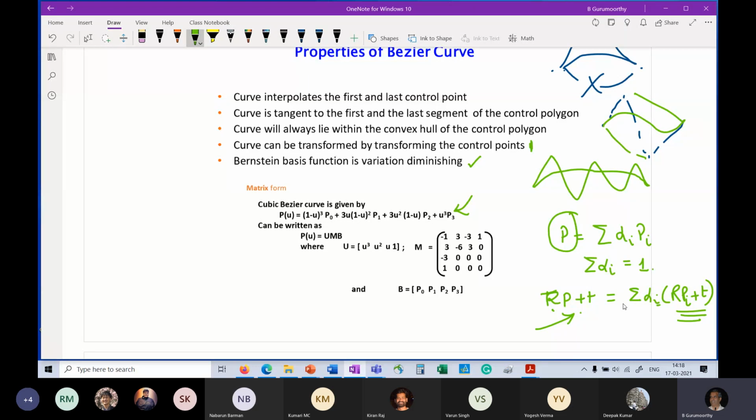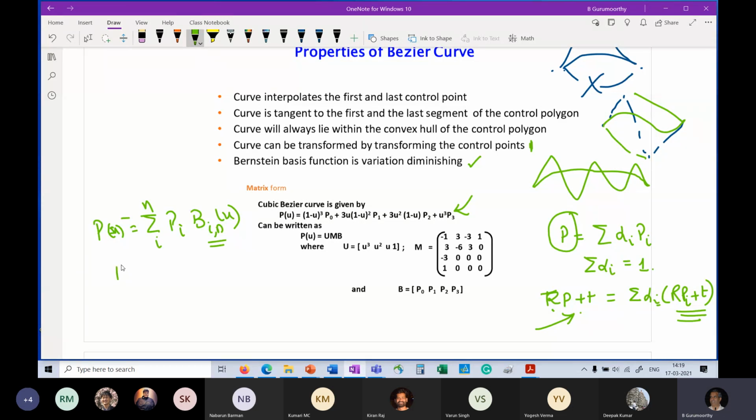Now, why is this important? This is important because for the Bezier curve, if you look at the curve, we said this is P of U equals sigma i to n alpha i Pi, which is the same here. But what are the alpha i's? The alpha i's are nothing but this Bernstein polynomial, right? Now, I'm just going to state it now. I'm not going to prove it to you. I'm hoping that you remember your high school algebra, right?